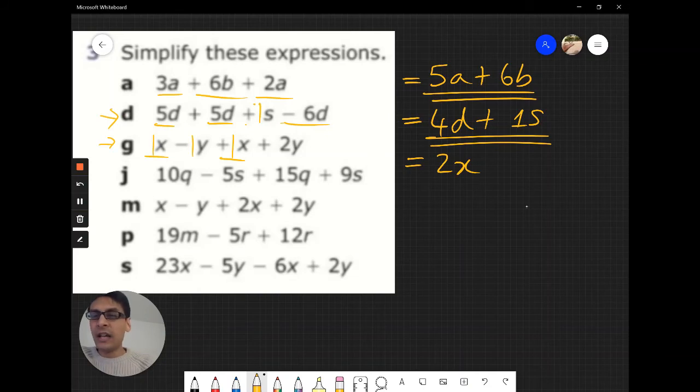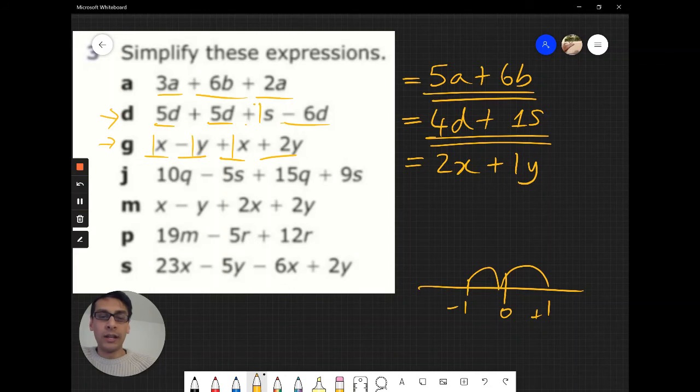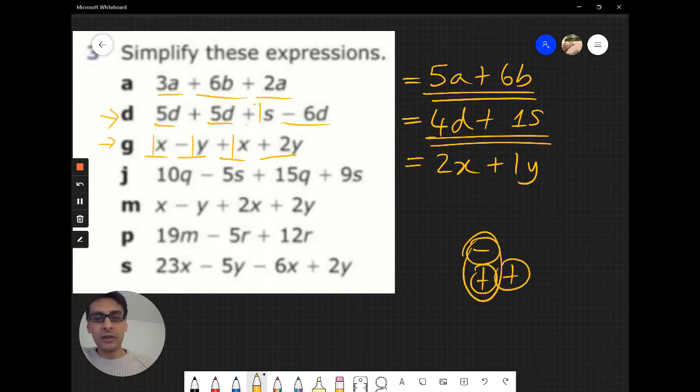And then we've got negative 1y plus 2y. So on a number line, if you start from negative 1 and you go up by 2, you end up with positive 1. So this is going to be negative 1 plus 2, it's going to be plus 1y. If you're still not sure about that, think about it as counters. If you have negative 1 plus 2, you can cancel out the zero pairs, and then you're left with plus 1. In this case, it's plus 1y.